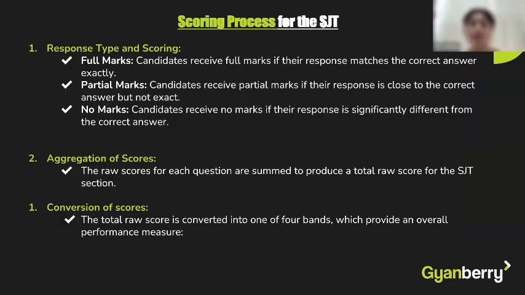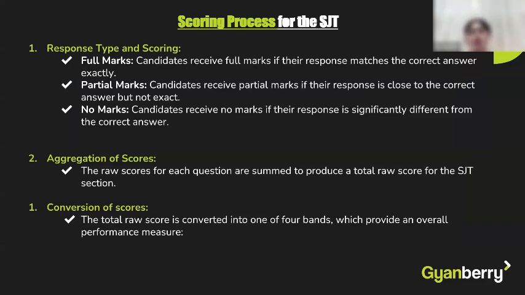Now, the scoring of this is completely different from the other cognitive tests. As far as the scoring of the SJT is concerned, there are 2 kinds of responses. For example, you will be given full marks if you choose the correct answer. There will be partial marks for something which is close to the correct answer, but there will be no marks if the response is completely different from the correct answer.